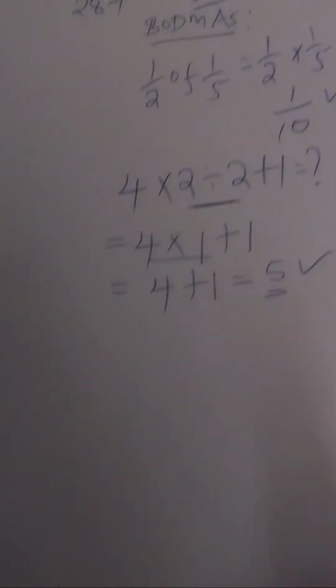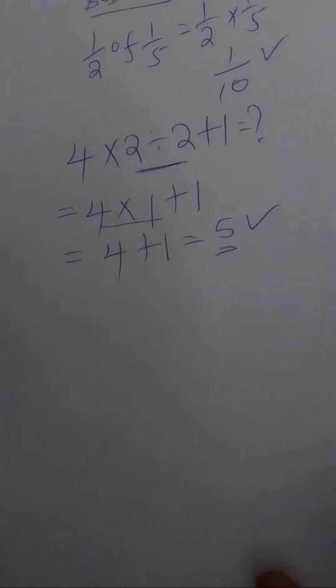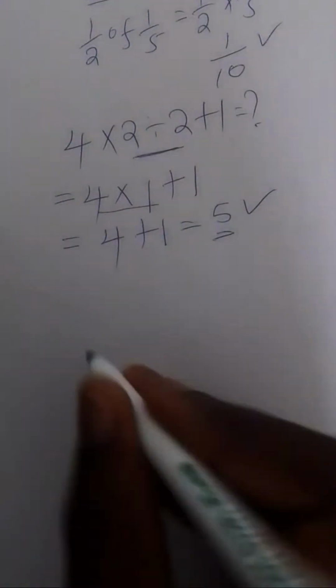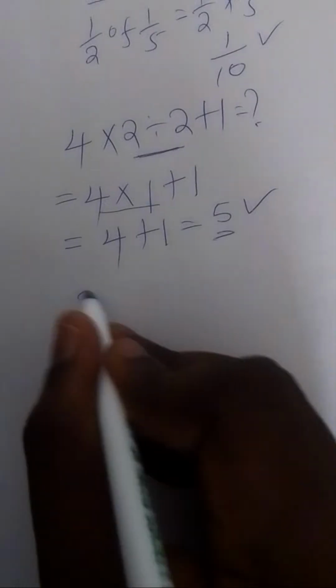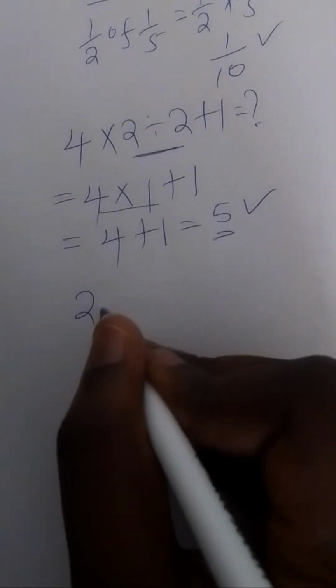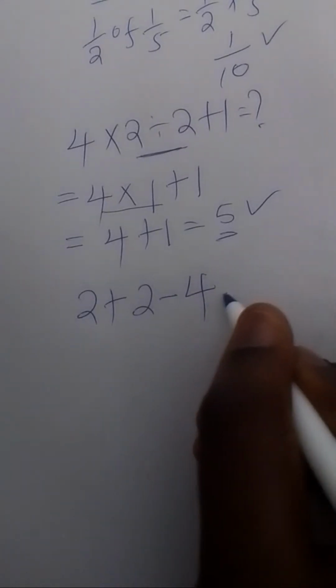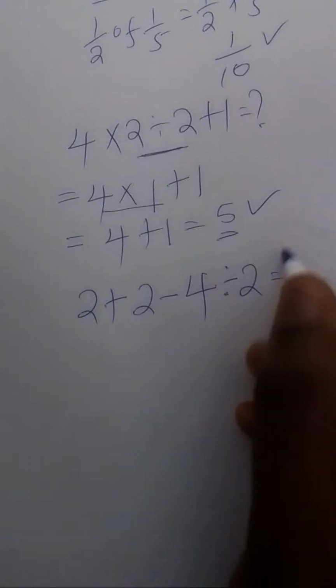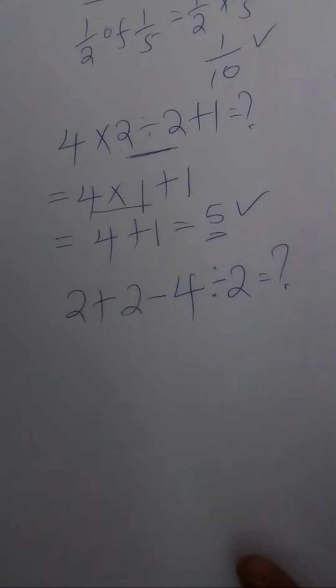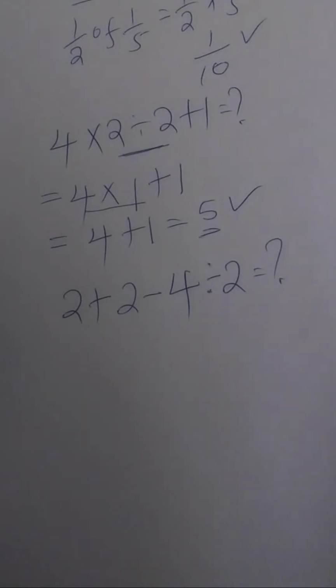So let's have this sum. This one might be 2 plus 2 minus 4 divided by 2. So how are we going to work it out? We have 2 plus 2 minus 4 divided by 2.